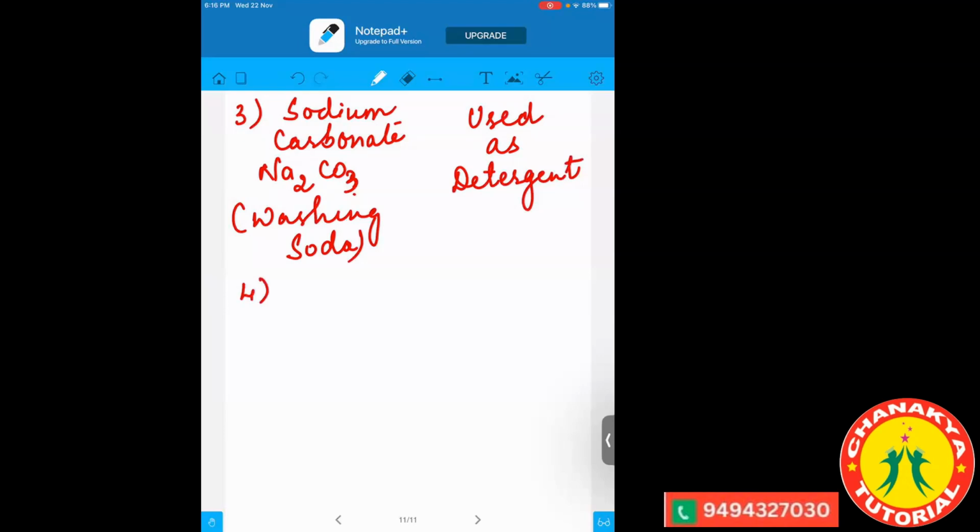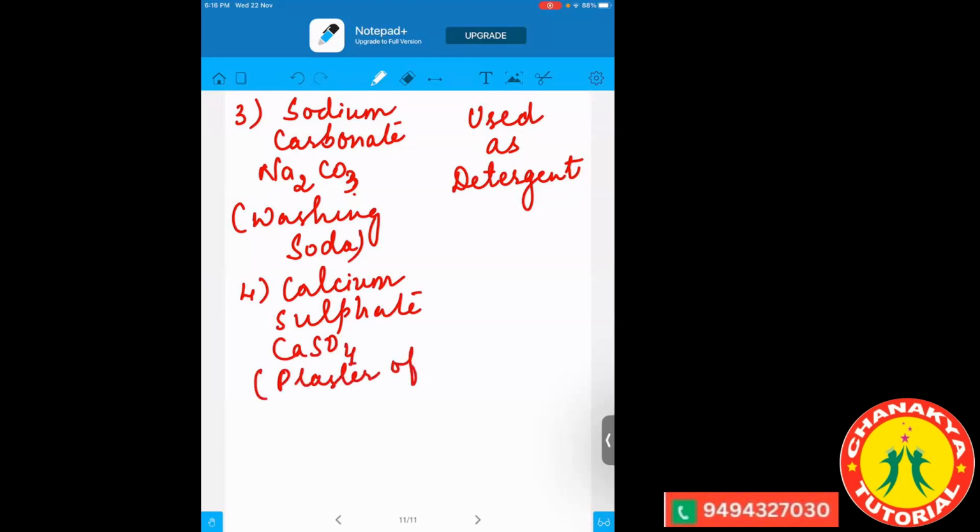Then the next one is calcium sulfate. Calcium sulfate is CaSO4, which is also known as plaster of Paris. It is used in the cement industries. You might have seen, on the roofs of houses, we have some designs, right? Some designs are being made by the people. Those designs are made out of plaster of Paris, which is calcium sulfate. Clear? Yes.